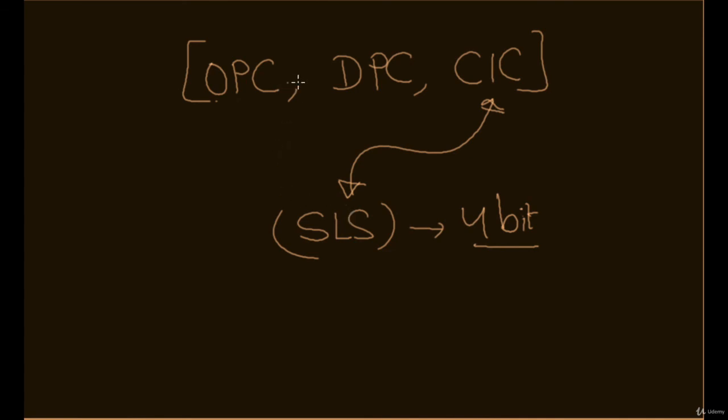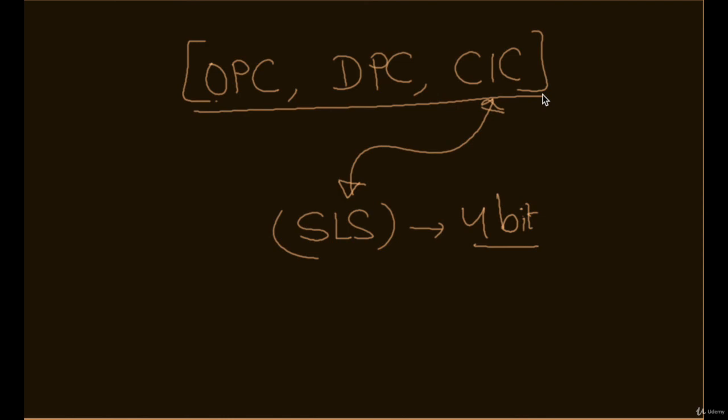But SLS, OPC and DPC are not the unique tuple. The unique tuple is OPC, DPC and the circuit information code. The circuit information code encompasses several link sets, so we don't have to carry information about which link set. Since it is 12 bits long, 2 to the power 12 channels can be there between any two exchanges for a particular point code.